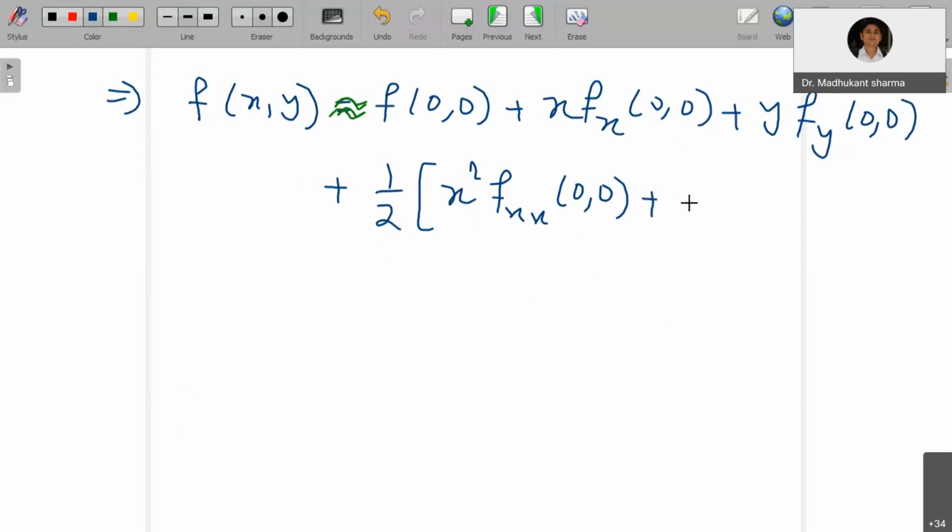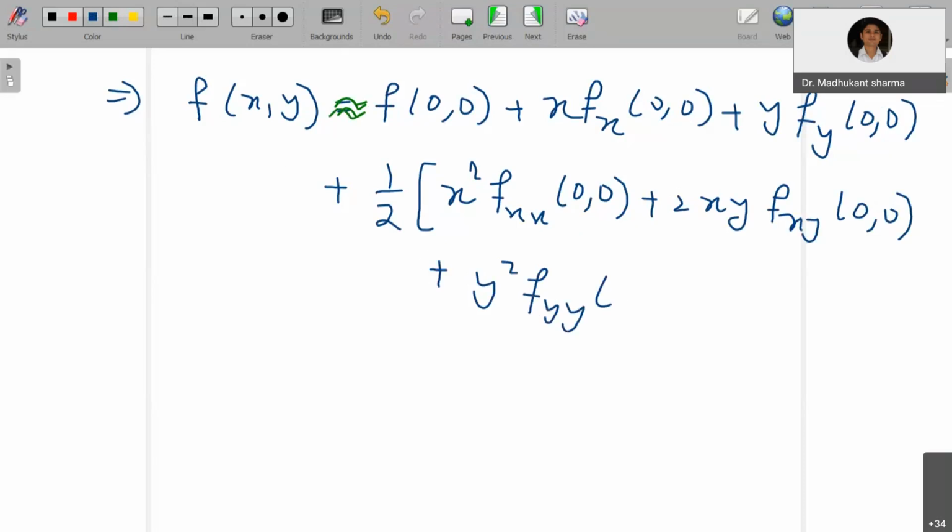Separate. So plus you have 2xy times fxy at (0, 0) plus y squared times fyy at (0, 0). So this is the approximation. You have to feed those values that we are going to put. So the error term is going to be 1 by 3 factorial.